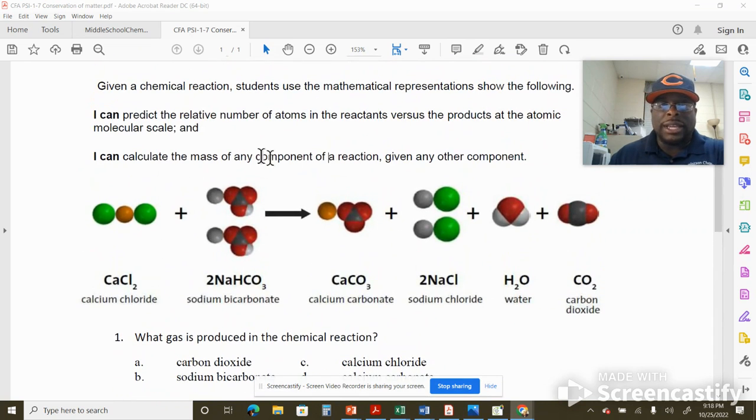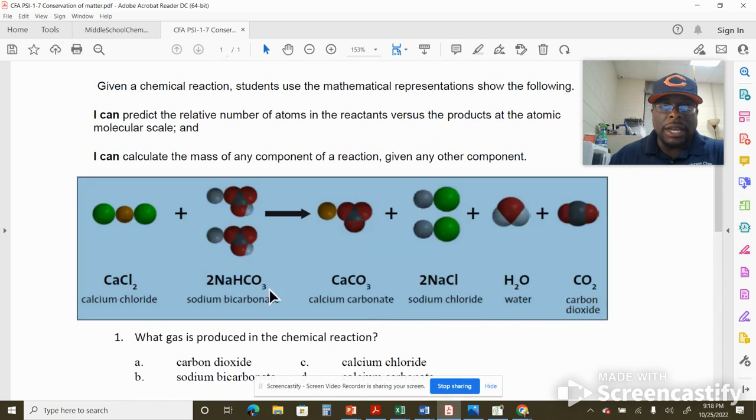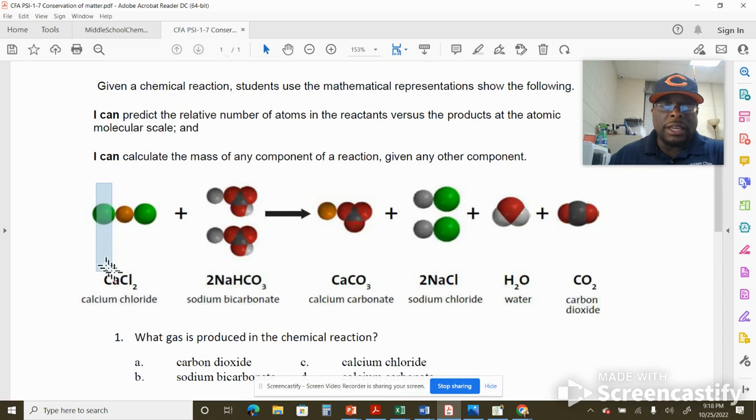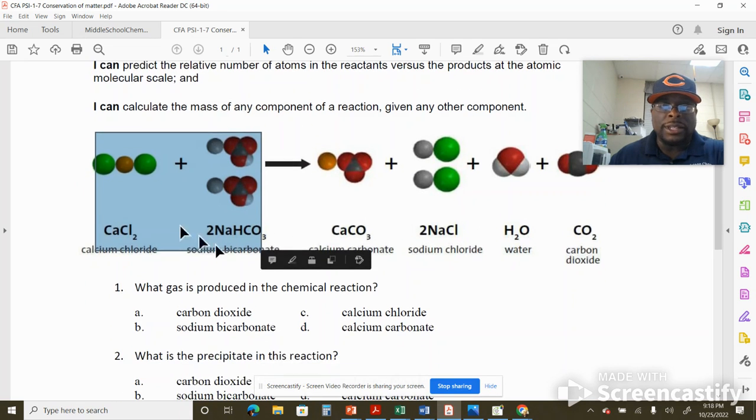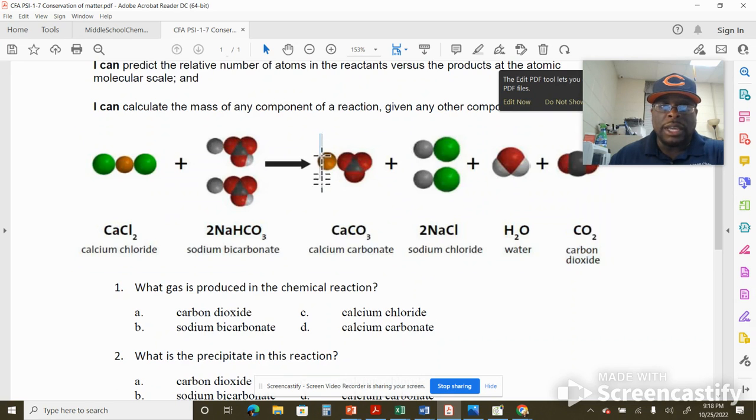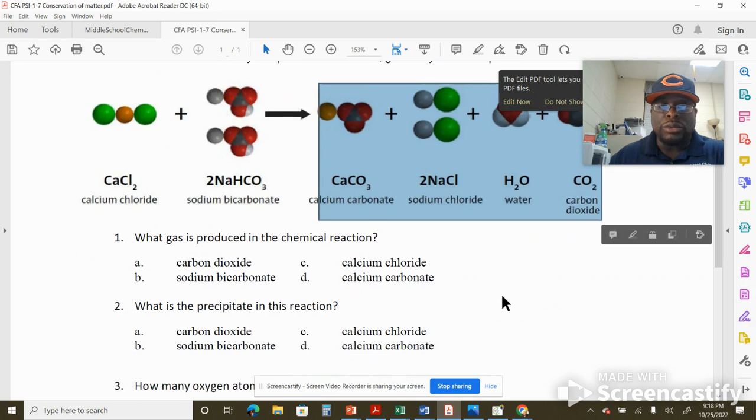The reactant side is the left side. Let me highlight this. It's the left side of the reaction arrow. This is the reaction arrow. So on the left hand side are the reactants. On the right hand side, we call these the products, what's being produced.